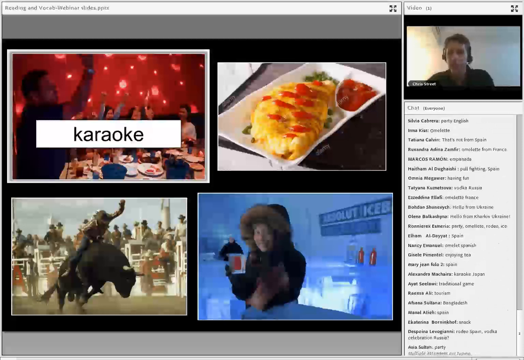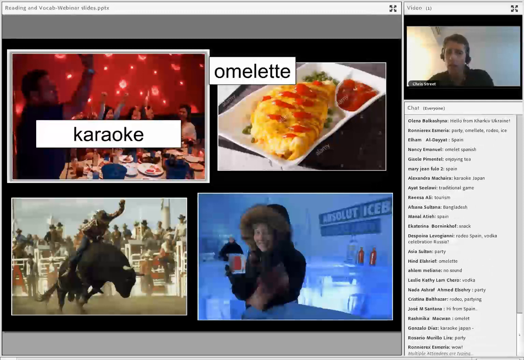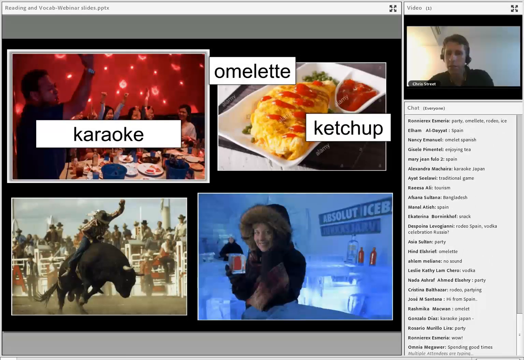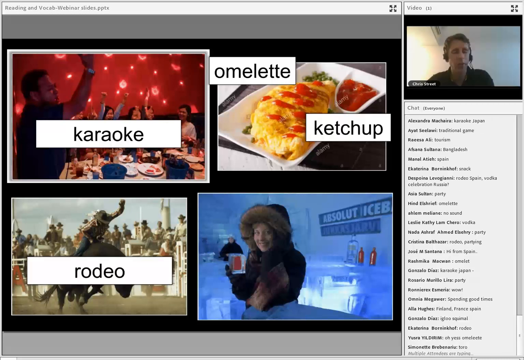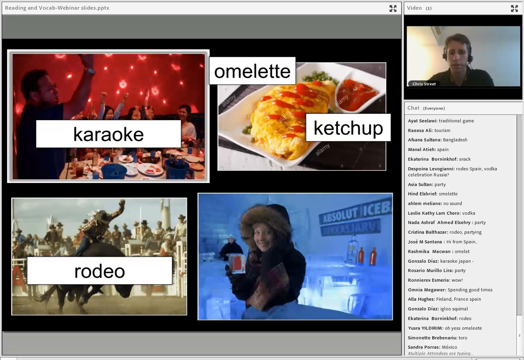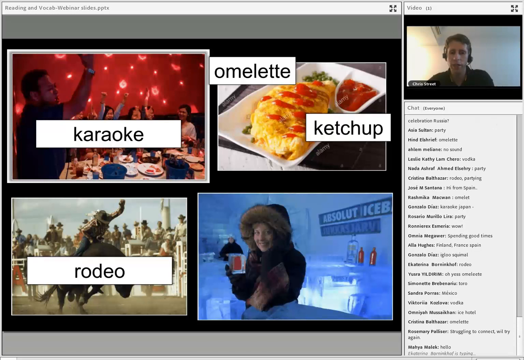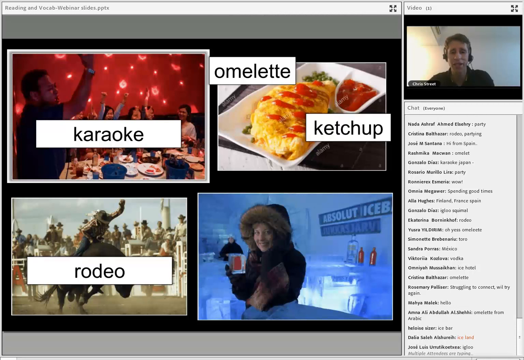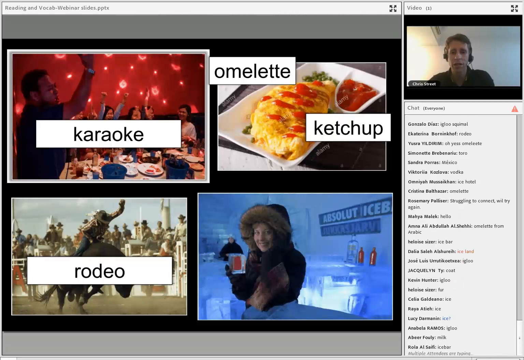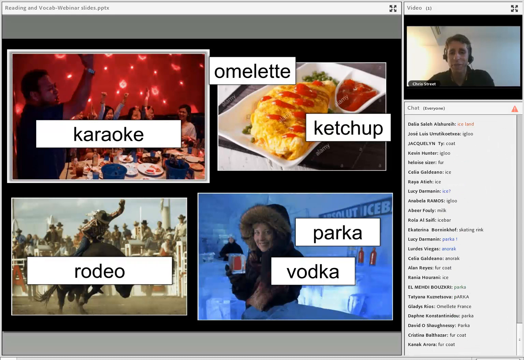So yeah, first picture, I think a lot of people said this. This is karaoke. Top right picture, there's an omelette. I'm not sure if anybody said ketchup, but there was some ketchup there. Picture in the bottom left, this is a rodeo, of course. And the fourth picture, any late guesses? Yep, we've got vodka. There's one more word in that bottom right picture. So we've got vodka. Anything else? What's she wearing? Coat. Yeah. She's wearing a parka. And she's drinking vodka. Anorak wasn't a bad answer as well.